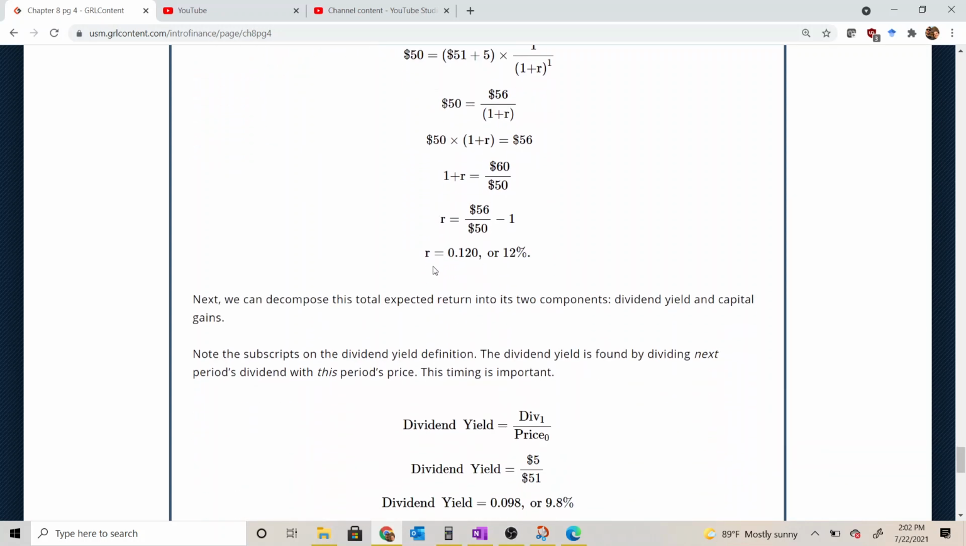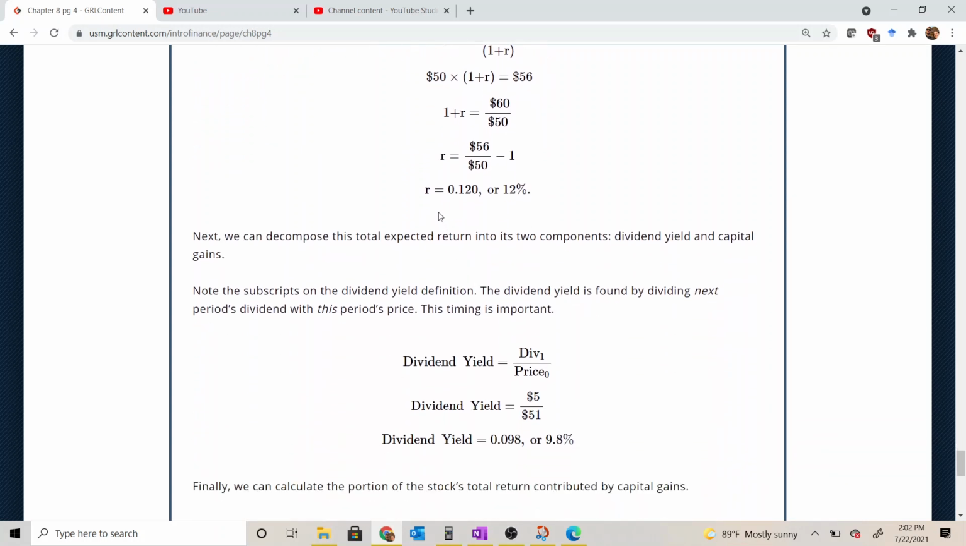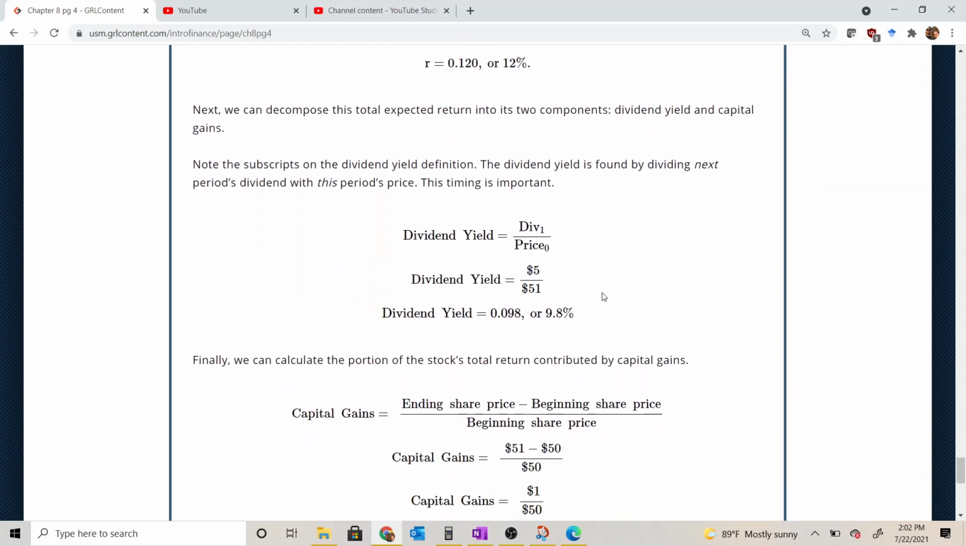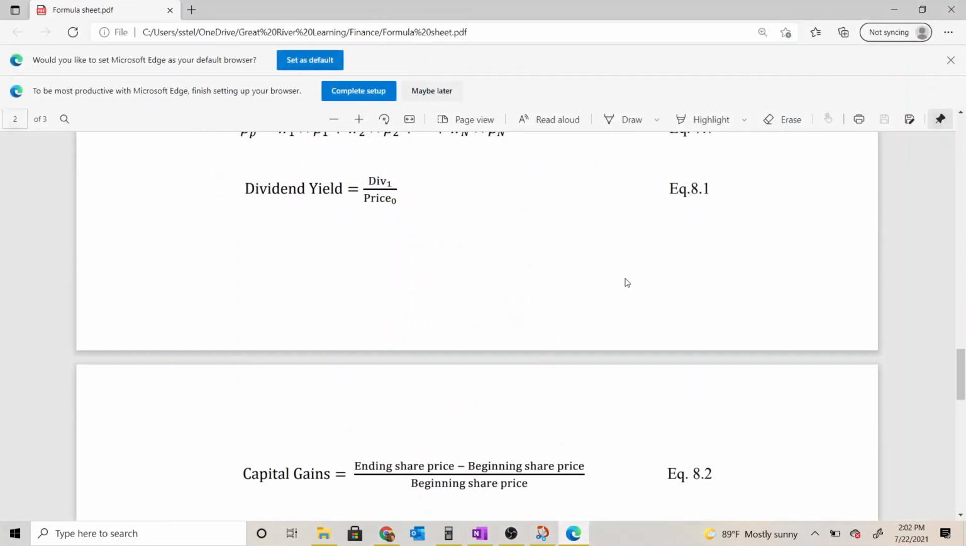Now, let's pull this apart and see what part is from the dividend yield and what part is from capital gains. There are specific formulas for dividend yield and capital gains, which you have on your formula sheet. In fact, it's the only two equations from Chapter 8, where dividend yield is defined as the dividend at time period 1 divided by the price at time period 0. I guess we want to be more generic. We could say the dividend at t plus 1 divided by the price at t, but typically we would be calculating the dividend yield as of today anyway.